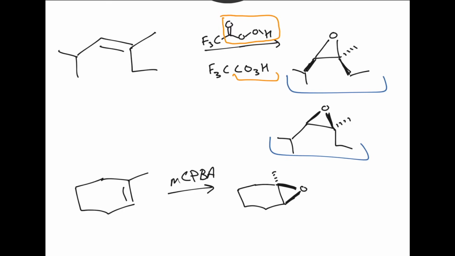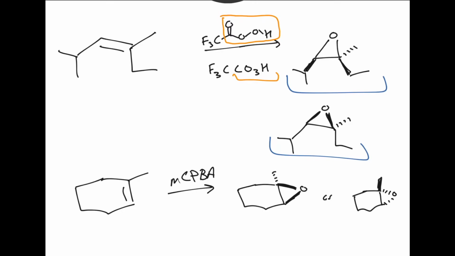Now, again, we don't know if the MCPBA approached the double bond from the top face or from the bottom. So I could easily draw the epoxide wedged, or I could draw the epoxide dashed, and it's the same thing, right? We don't know which one's wedge, which one's dash. We just know where they are relative to each other. That makes sense?